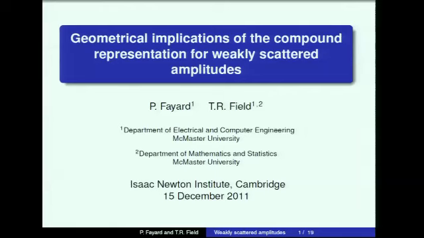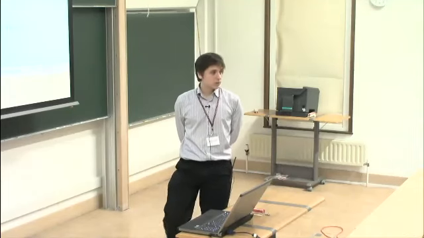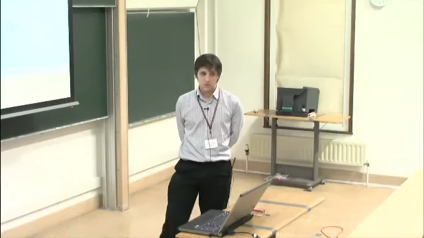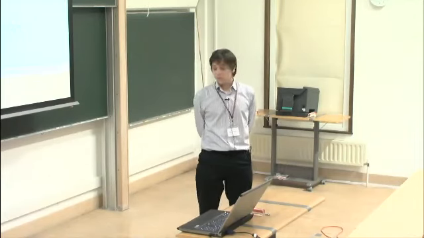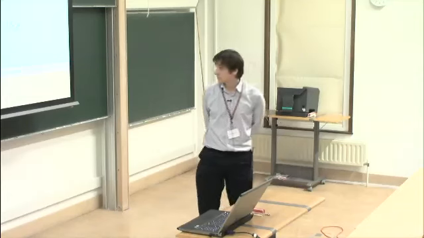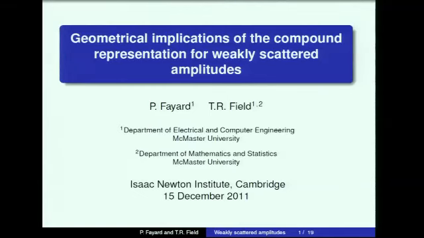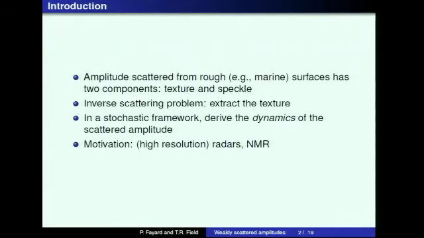And now I will be able to discuss some work I did with my doctoral advisor at McMaster University. What we did was consider a very specific scattering problem, and we used an approach based on probability theory to solve that problem. To give you some background, the amplitude scattered from a surface, for example the sea surface, is usually made of two components, as a product of two components that are known in the radar community as a texture and a speckle.